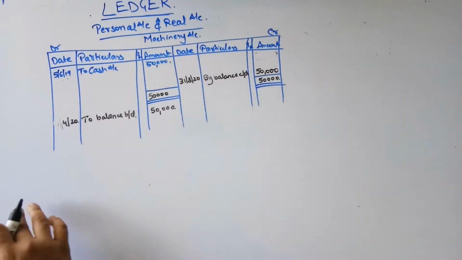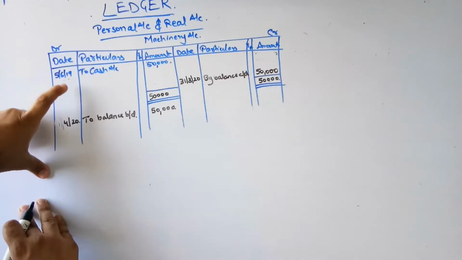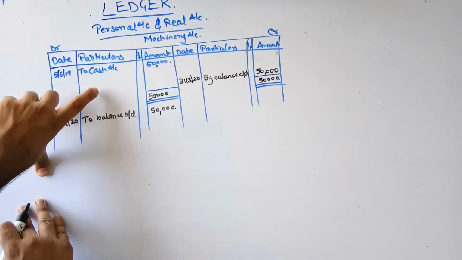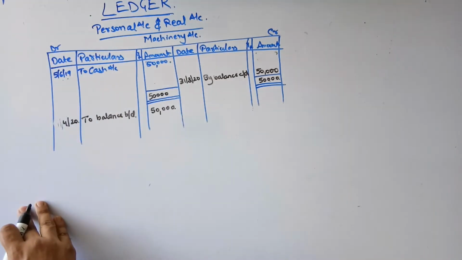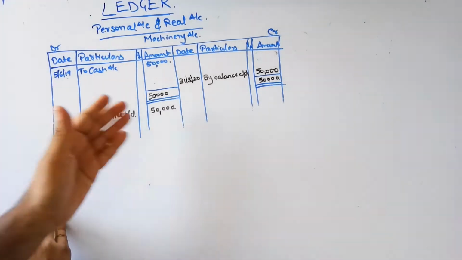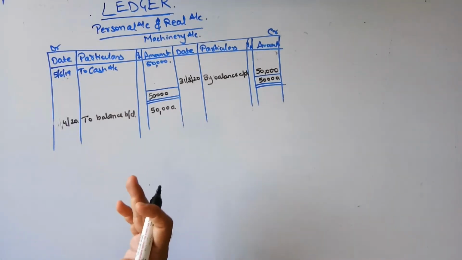But why do we write To Balance Brought Down over here? Understand one thing. When we had the machinery account, we started with what? To Cash Account 50,000, which was on the debit side. In the next year onwards also, the balance should be on the debit side only. It cannot go on the credit side, right guys? If the machinery account is a debit account and it has a balance on the debit side, then the balance should also appear on the debit side only.